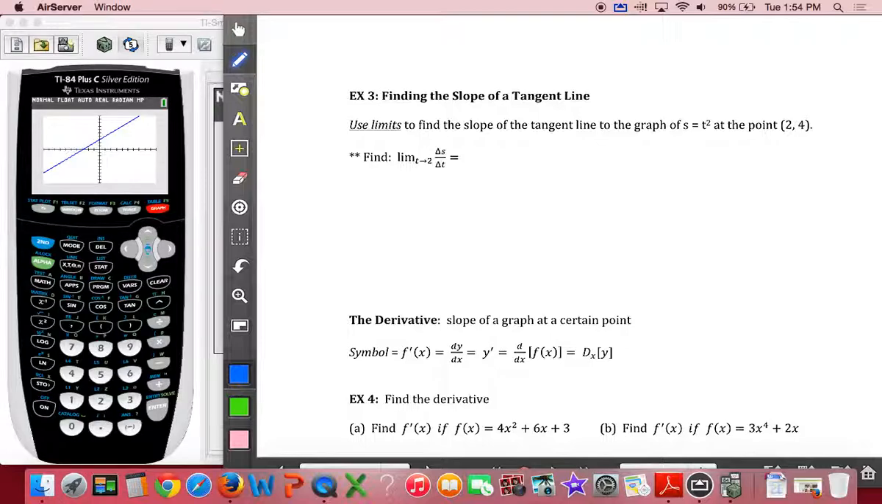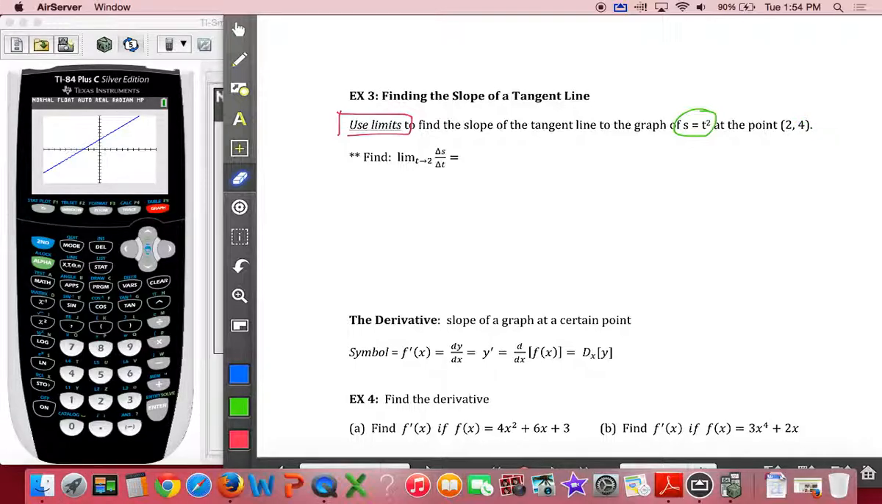So now we're going to find the slope of a tangent line, and it says use limits. Use limits to find the slope of the tangent line to the graph of, and here's that Galileo's equation again, s equals t squared, at the point, and we have to fix something. I wasn't thinking when I made this point up. We need to change the ordered pair.